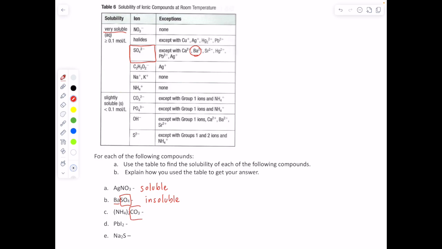Next, we'll look at carbonate. Carbonate is not very soluble. It falls in the second half of this table. It's only slightly soluble, unless it's with group 1 ions or ammonium. Since carbonate is listed with ammonium, generally it's insoluble, but in this case, because it's with ammonium, it's soluble.